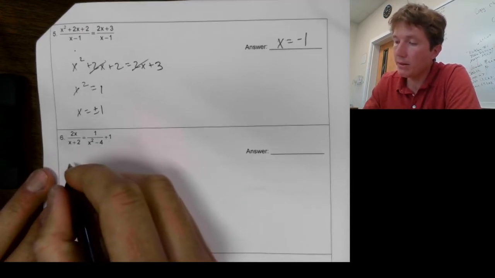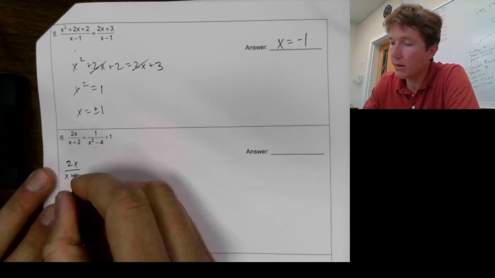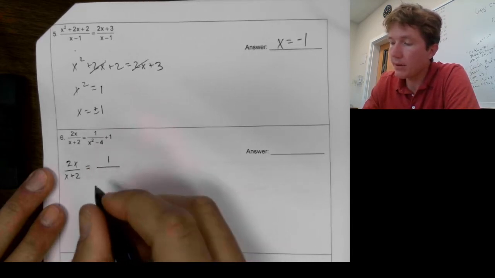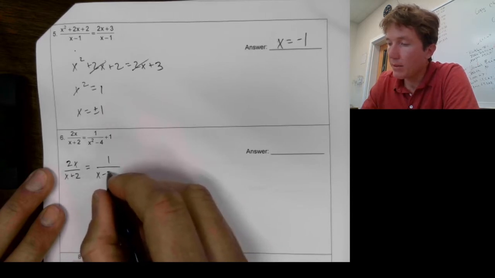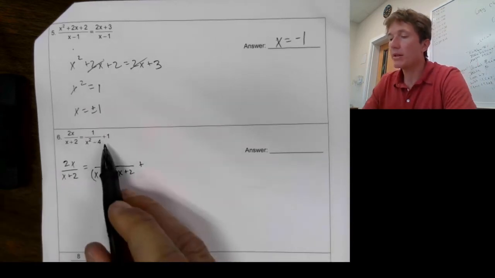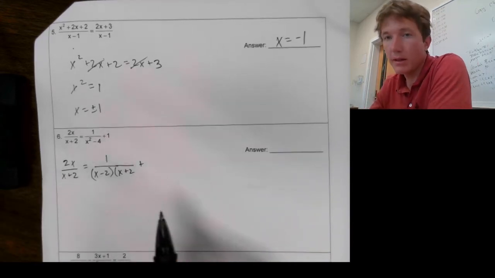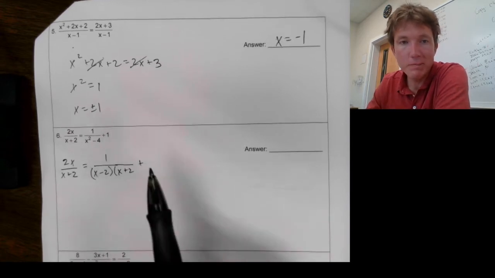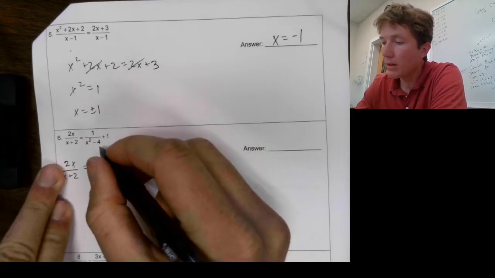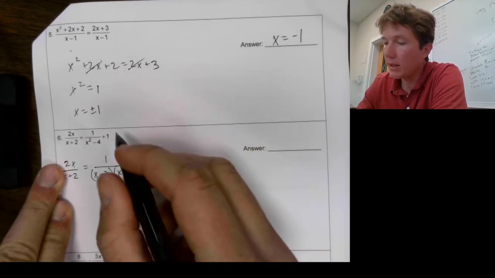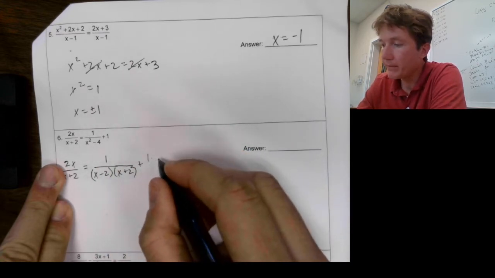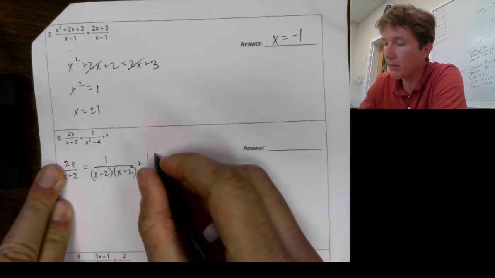2x over x plus 2, I'll write that. Can't really do much with that. 1 over x squared minus 4, that's a difference of 2 squares. So that's going to be x minus 2 times x plus 2 plus 1. Okay, so let me make a common denominator here. 1 is an easy number to work with. So let's just say I multiply the 1 by the bottom here.